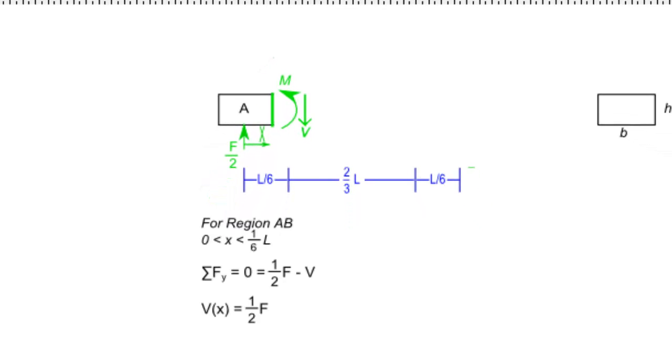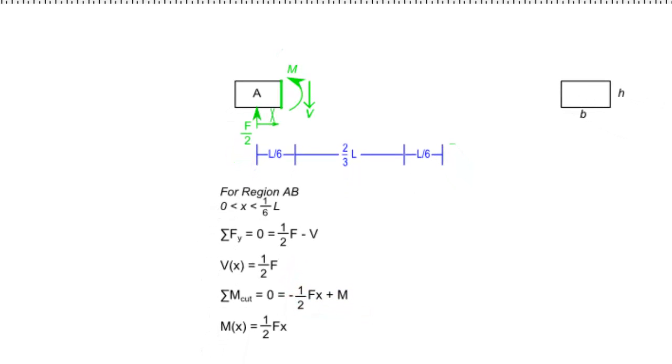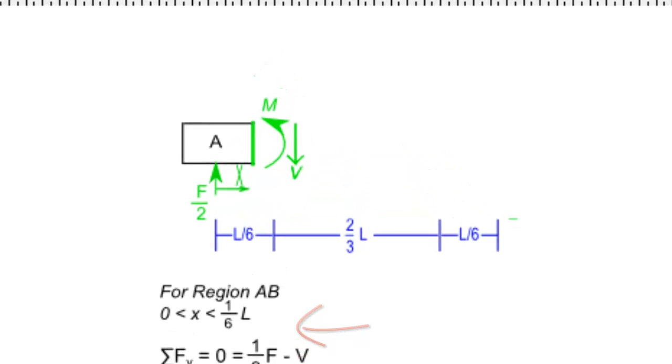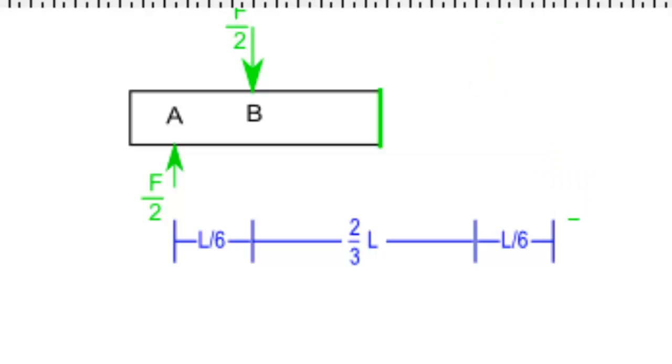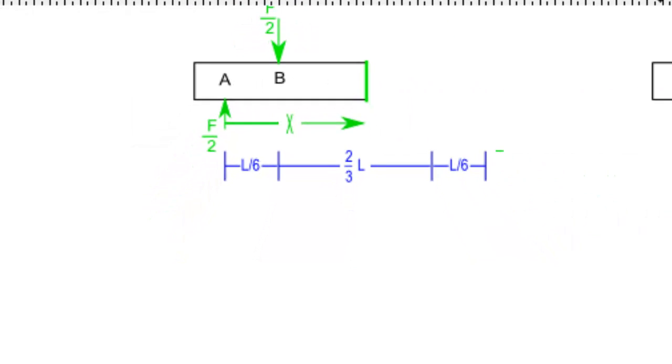Once we have identified the potential internal loads, we can use the equations of static equilibrium to determine their magnitudes and directions. In this case, we see that in region AB, there is a constant shear force of magnitude F/2. Also in region AB, there is a moment that varies linearly from 0 at point A to 1/12 FL at point B.